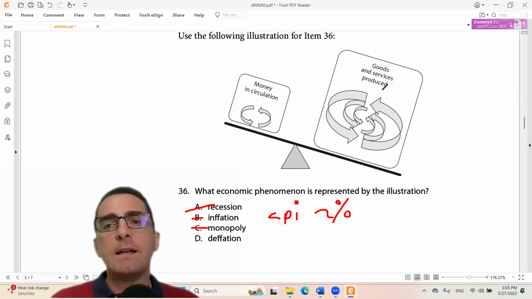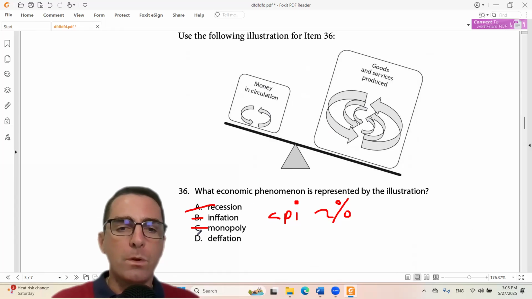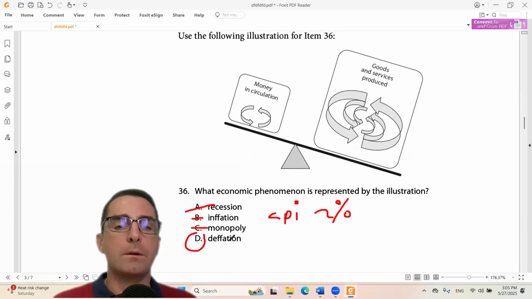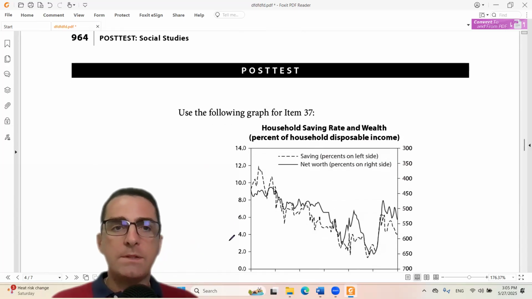So that the people who are selling things have to bring their prices down because there's not enough money in circulation to pay for them. So we'll go with deflation with that. Okay. Move on.